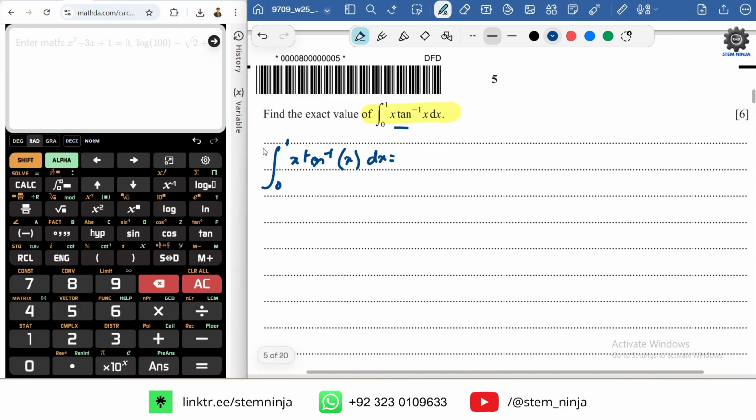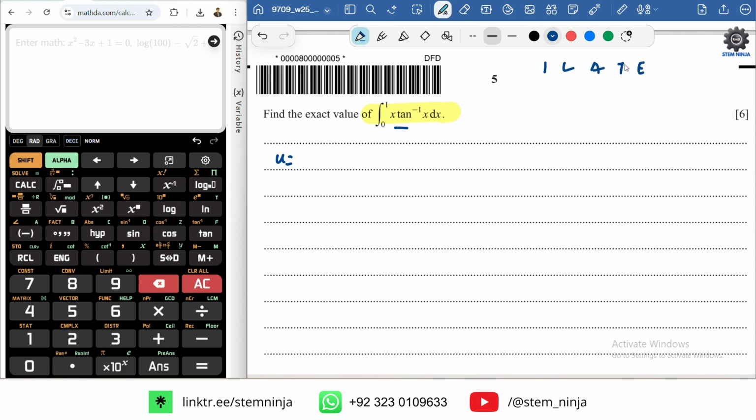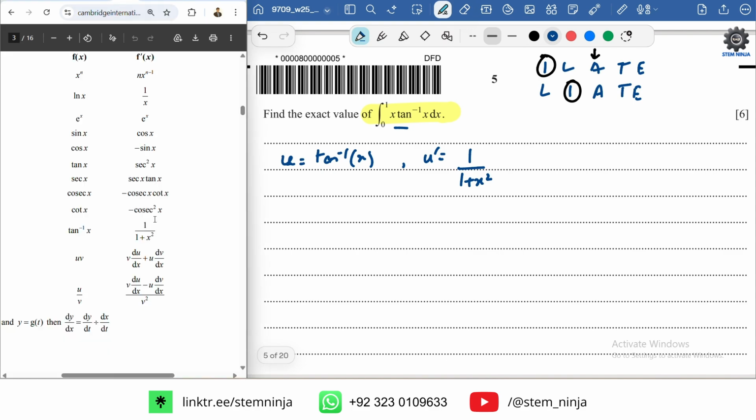So basically we need the u and v first, right? So we know the ILATE rule or the LIATE rule. Tan inverse would be the inverse, and the x is basically the algebraic component. So u is preferred to be tan inverse. So u is tan⁻¹(x). Therefore u prime would be 1/(1 + x²). If you forget, you can just simply see from the formula booklet.